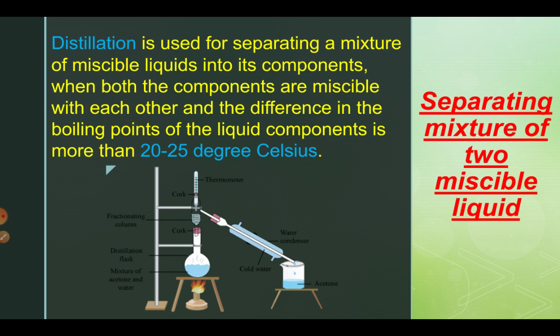Distillation is used for separating a mixture of miscible liquids into its components when both the components are miscible with each other and the difference in the boiling points of the liquid components is more than 20 to 25 degrees Celsius.